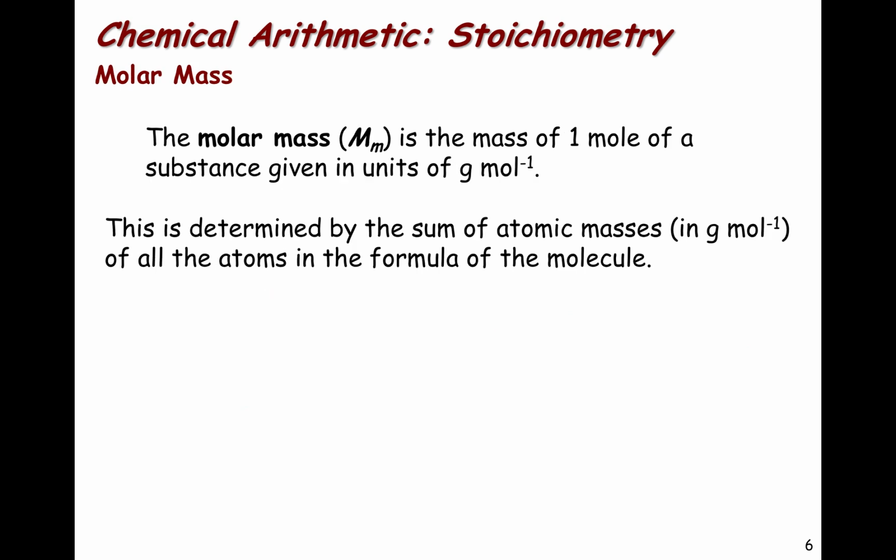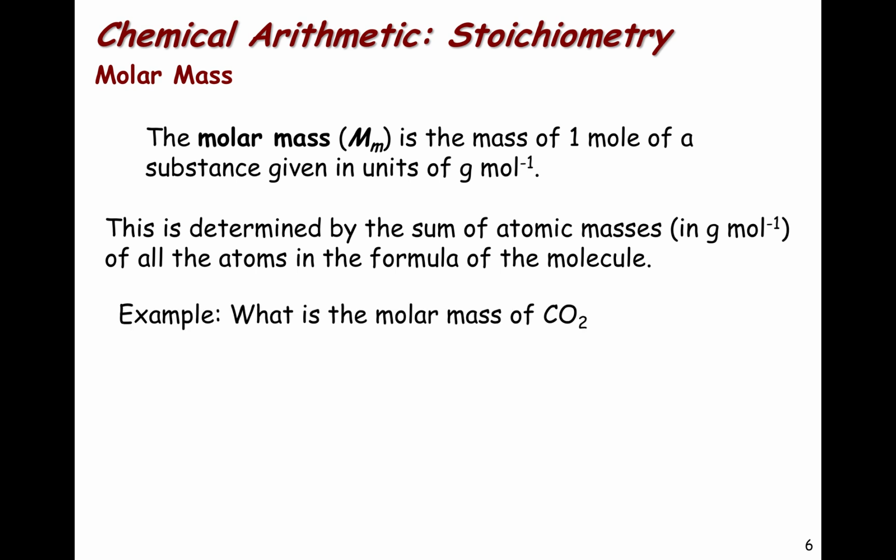To determine the molar mass of a substance in terms of the number of grams, if I had 1 mole of that substance, all I would need to do is go to the periodic table and recognize that the atomic masses can also be the number of grams per mole. If I simply sum together all those but use the units of grams per mole, I would have the molar mass of that particular substance.